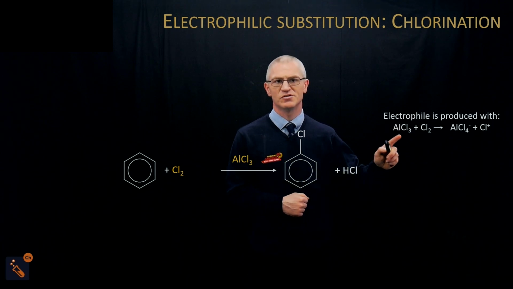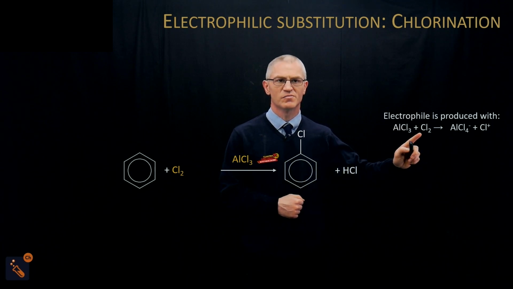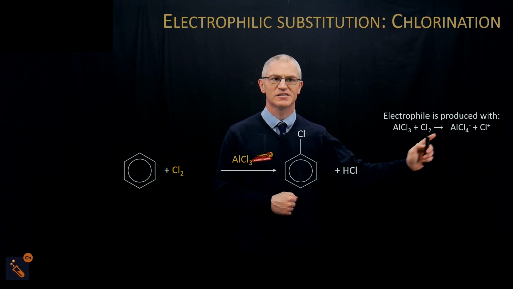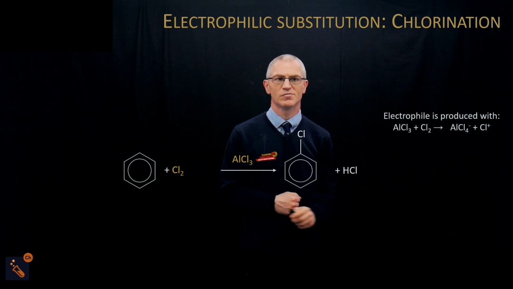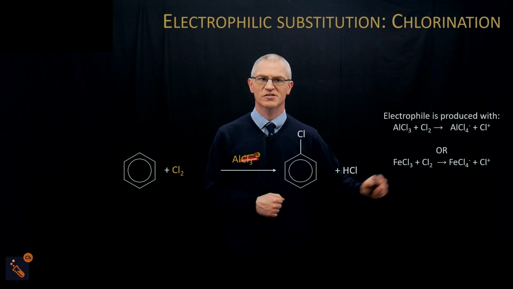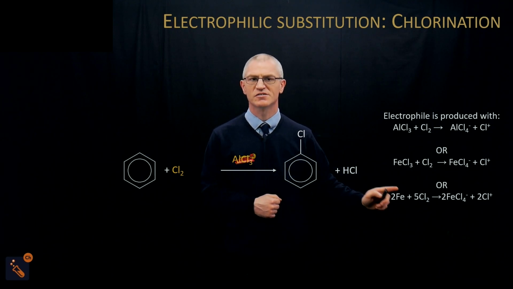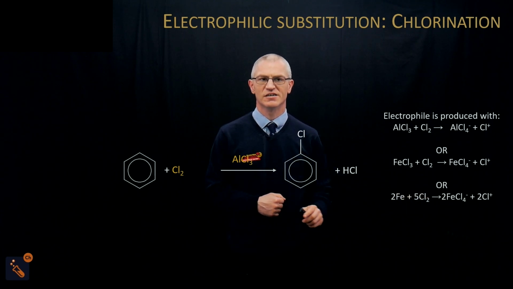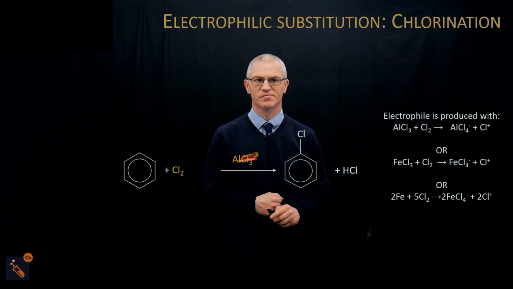So the electrophile is produced with the aluminium chloride bonding with the chlorine and creating AlCl4- plus Cl+, which is our electrophile, the Cl+. Now you can do that with iron chloride instead, it's the same reaction, or you can do it just with iron. Again, same reaction, but the balancing is slightly different. All 3 of them will work.